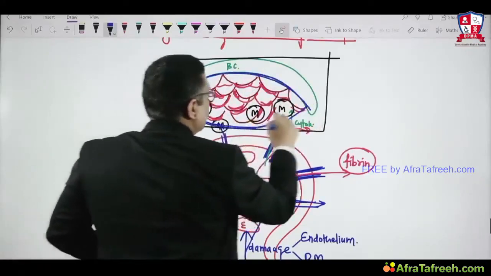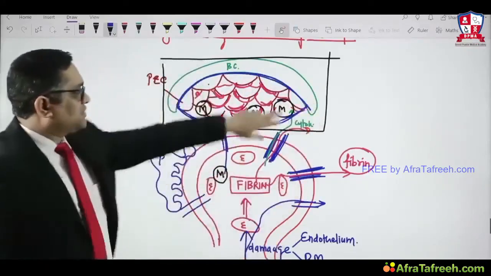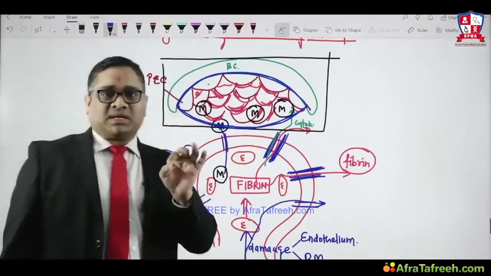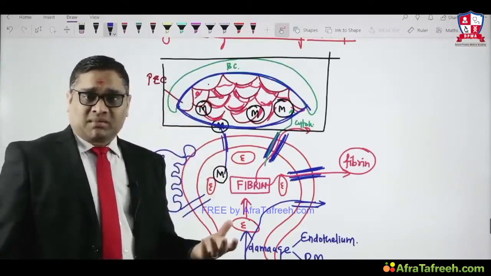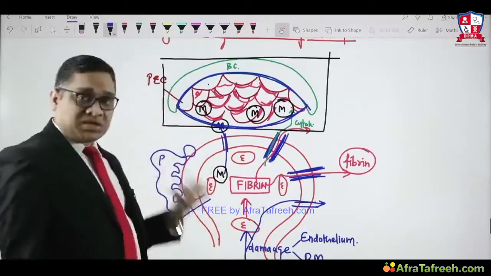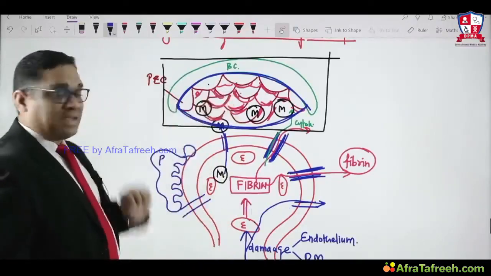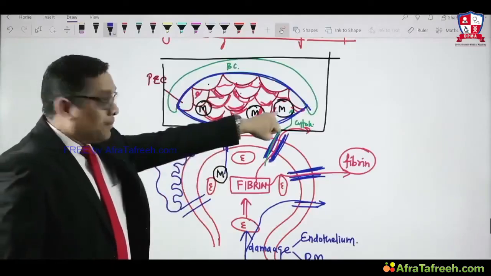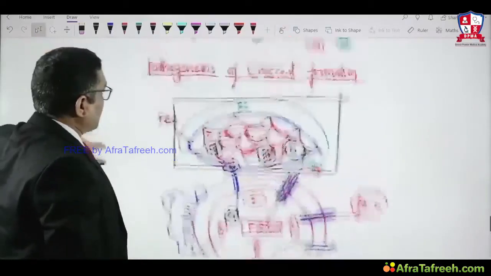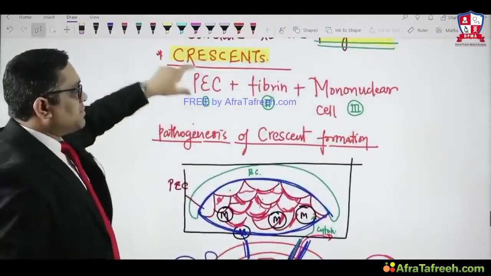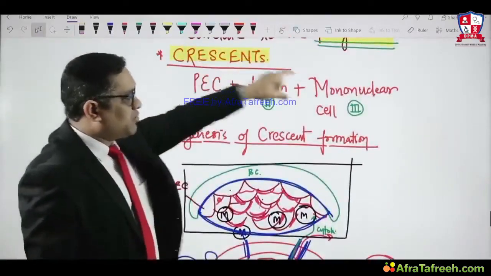So what is a crescent made up of? That is how a crescent is formed. What is a crescent composed of? That was the question in the All India exam. Parietal epithelial cells, mononuclear cells, and fibrin. That's what we have written here, right? Crescents are made up of parietal epithelial cells, fibrin, and mononuclear cells.